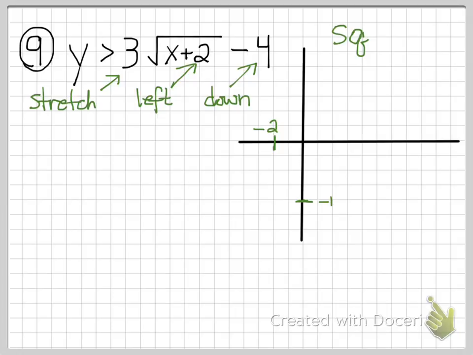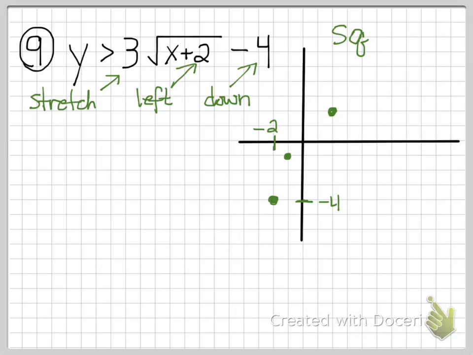You can still do the table if that makes it easier for you. It doesn't matter to me which method you choose. That's my starting point. Now see that stretch? Instead of going over 1 and up 1, I'm going to go over 1 and up 3. You got it. Over 4, I would normally go up 2, but instead of going up 2, I'm going to go up 6, because 2 times 3 is 6.